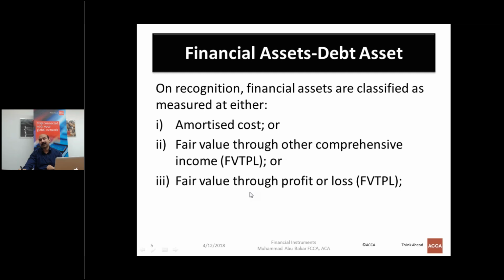some conditions. There are some conditions which must be met if you want to classify your debt asset using amortized cost or fair value through other comprehensive income. There are conditions which must be there. In other cases, simply go for fair value through profit or loss. Okay. Let's discuss it one by one.